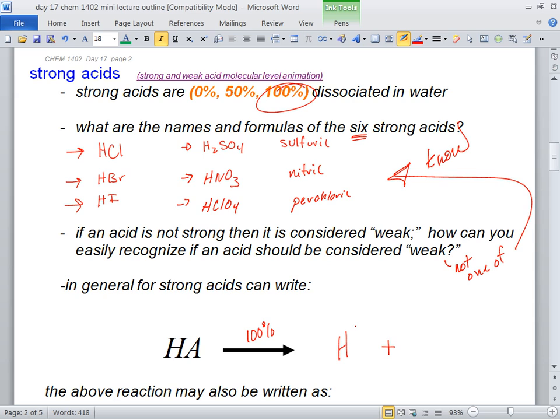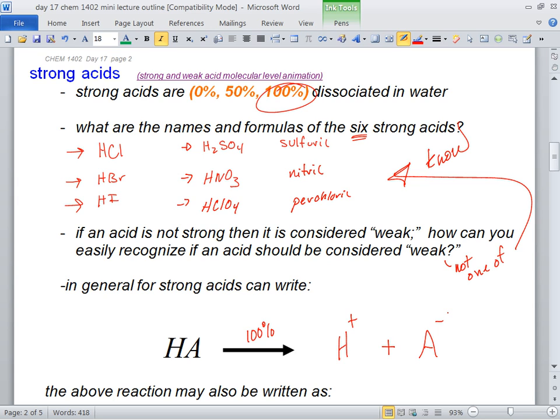H plus, right? And what would be left? The general way of writing this, A with a minus. Right, so that's just the general way of saying this. Here's a strong acid. I don't care what it is. It's going to go to H plus and then the anion. Okay. And notice how it doesn't go back the other way.